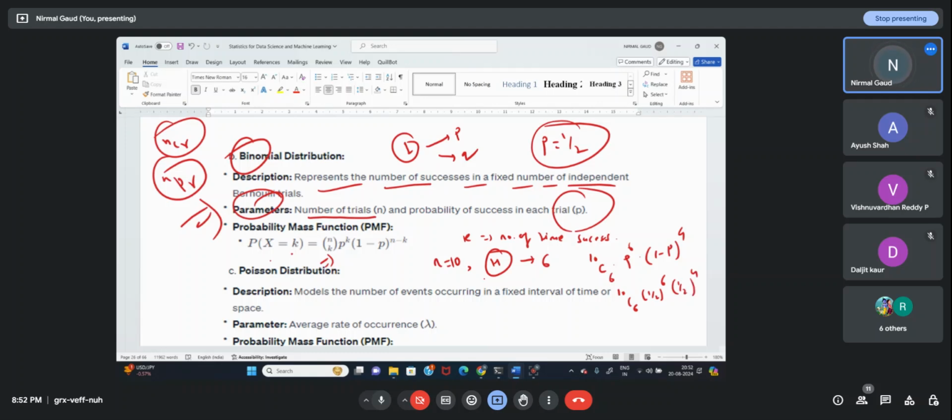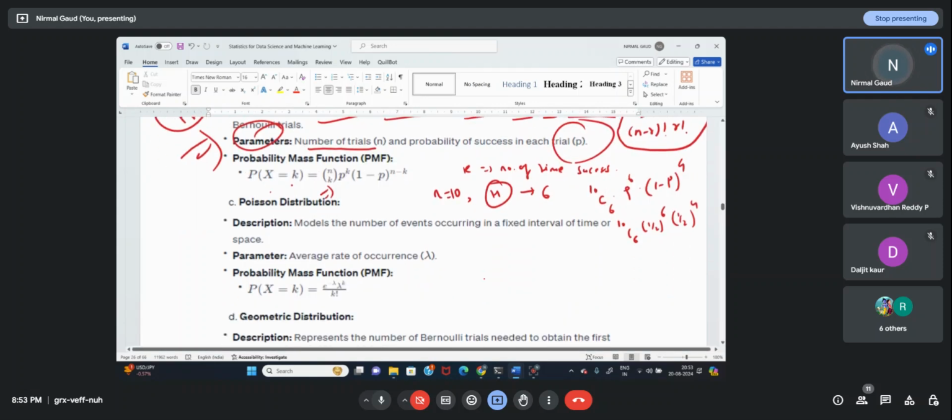So after solving, you will get the result. And the formula for nCr is n factorial upon (n minus r) factorial into r factorial. This is the formula for combination. Okay, so this is binomial distribution. We also have Poisson distribution.